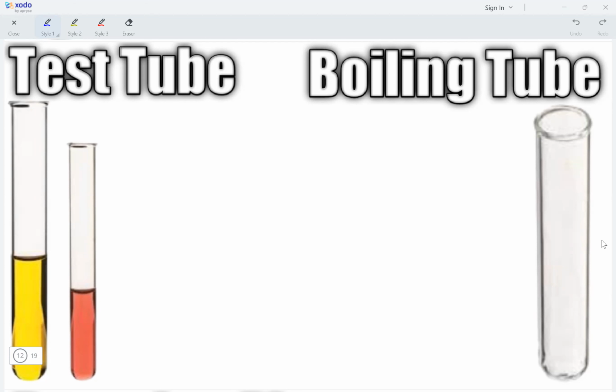For example, if we use KMnO4, the color change observed could be KMnO4 going from purple to colorless, or if we use potassium dichromate, we can see the orange solution turning green. So test tubes and boiling tubes are the basic instruments inside a chemistry lab to carry out experiments physically.